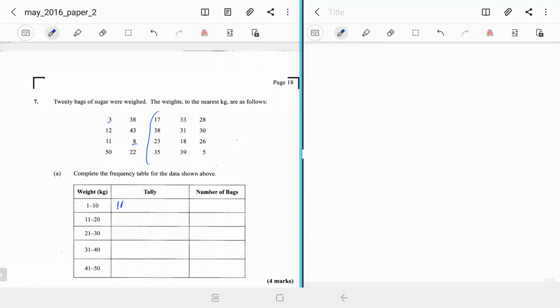In this column, there's none. In this one, there's none. In this one, there's a 5, and put a mark for that. So the tally marking for this one is 3 bags.